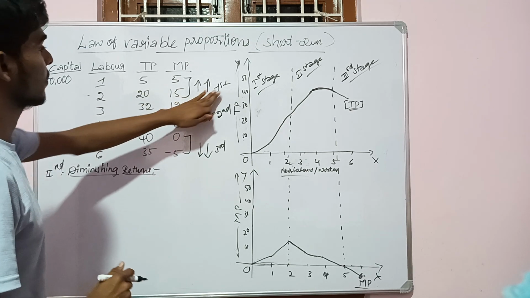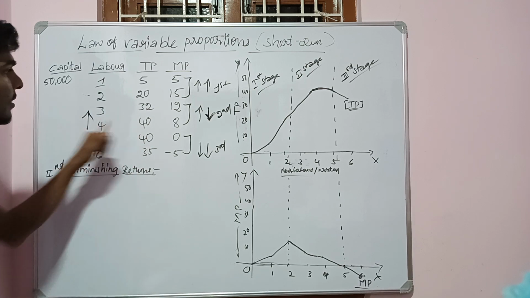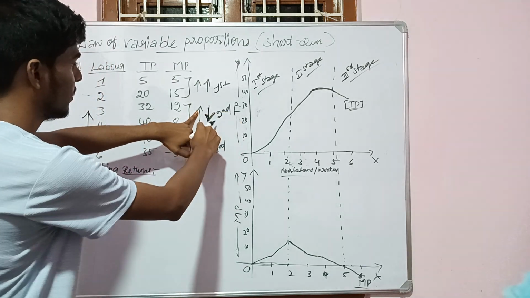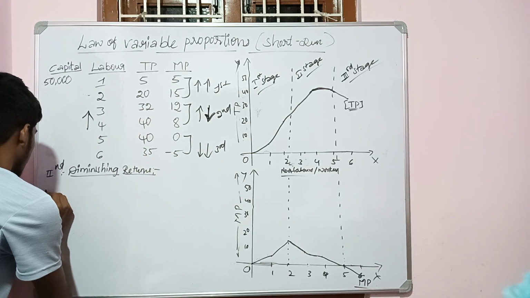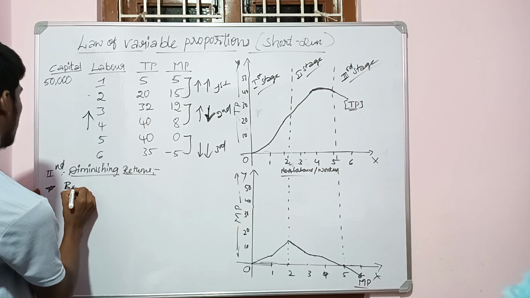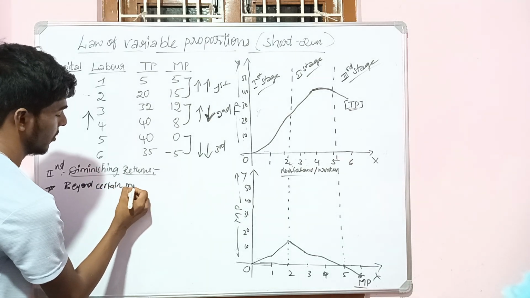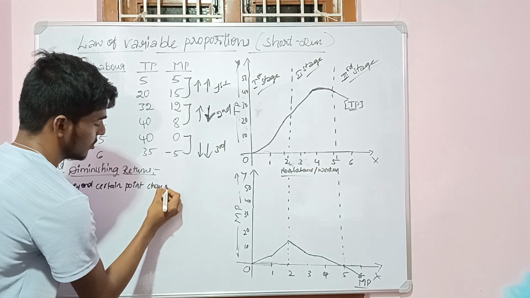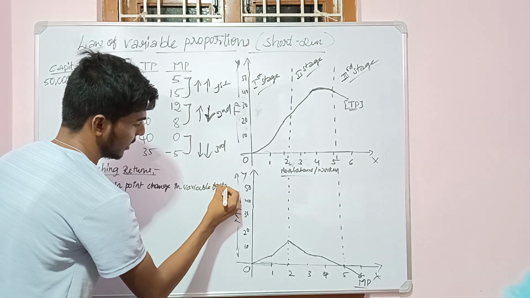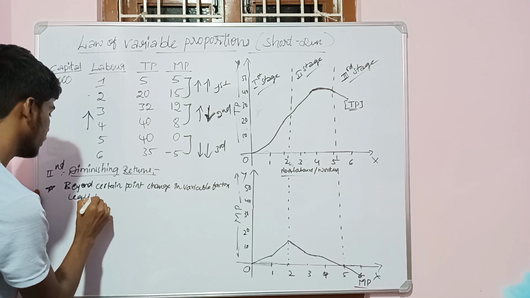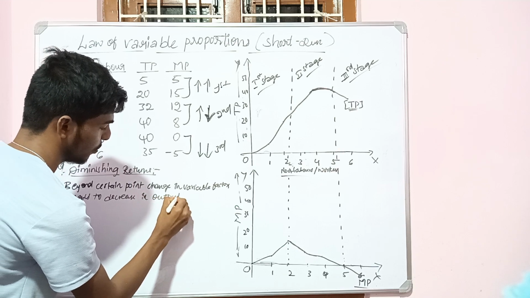Here, beyond a certain point of time, when the labors are increased, the output started decreasing. So it is the second stage of law of diminishing returns in variable proportions. You can see that beyond certain point, change in variable factors leads to decreasing output.